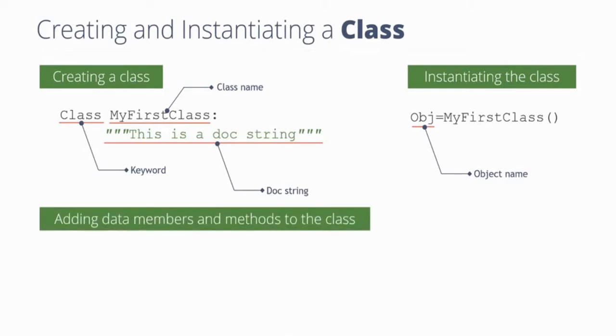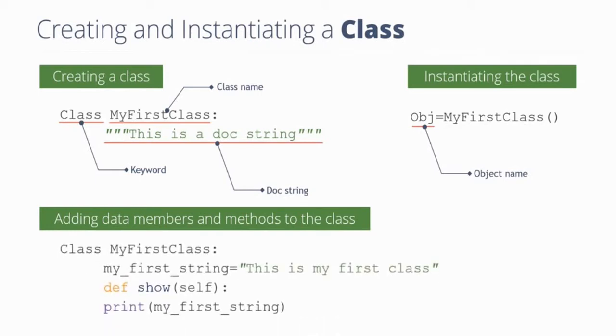Now, let's add some data and methods to manipulate the data in the class definition. This can be done as follows. Here, a string, myFirstString, and a method show are added to the class definition. Note that just like functions, class definition must be written inside the scope of the class. Self is the variable.